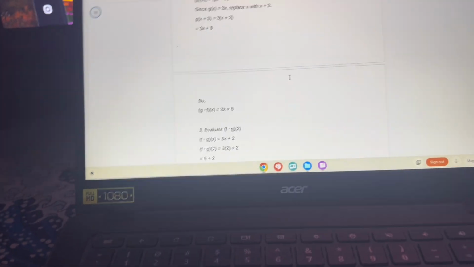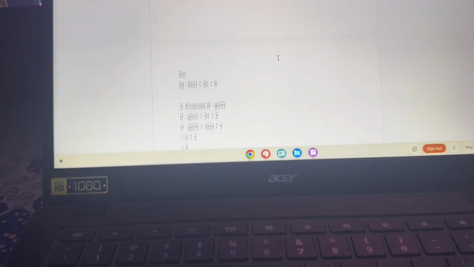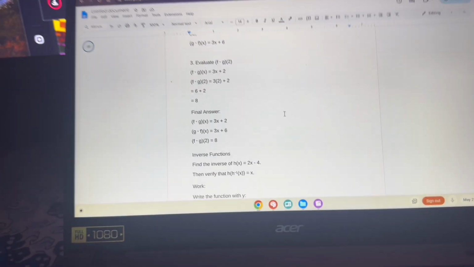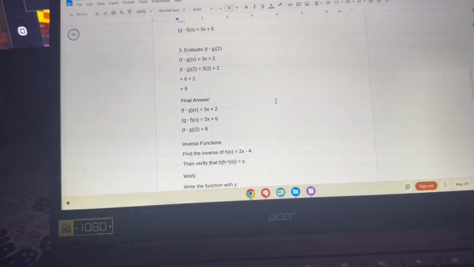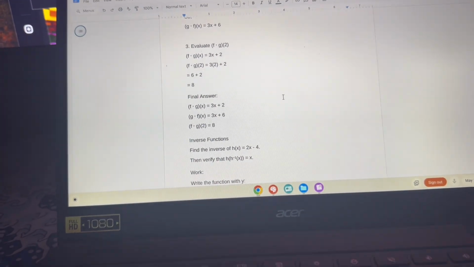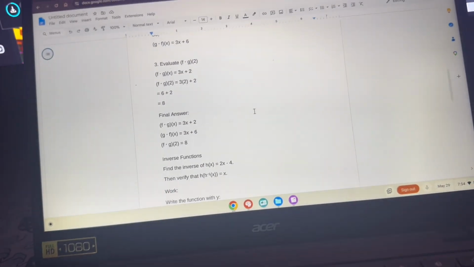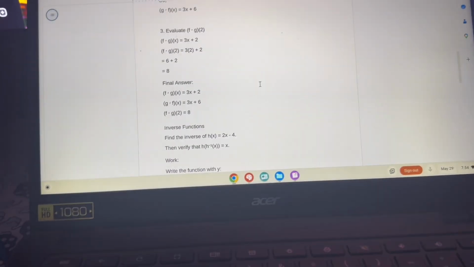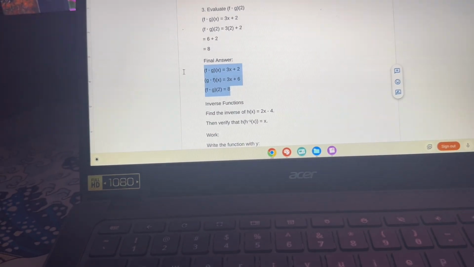And working from there, we put it back in. So g of f of x equals 3x plus 6, and if we evaluate f of g of 2 in that same way: since f of g of x equals 3x plus 2, f of g of 2 equals 3 times 2 plus 2, meaning the answer would be 6 plus 2, which is 8. So this is our final answer, going over everything that we put together.